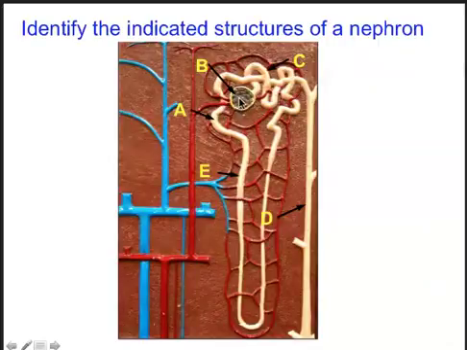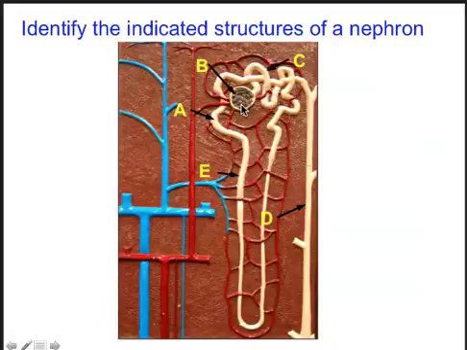Once the blood is in here, the powerful hydrostatic pressure that comes from the beating of the heart, combined with the osmotic pressure that's present in the filtrate and in the blood, serves to drive fluid out through the walls of these capillaries and into the Bowman's capsule, and at that point we have formed filtrate. Okay, so what B is pointing to here is the glomerulus.